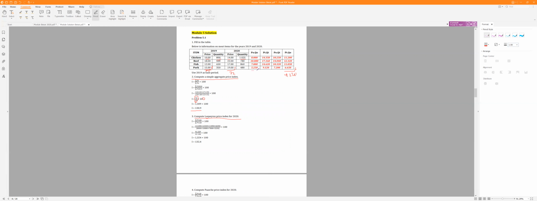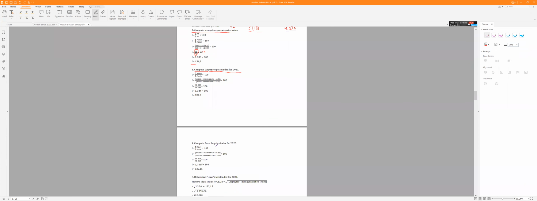And P0 times Q0, you add them all up. That's 31,130. And then you divide them all. You divide 41,220 by 31,130. You get 1.324 and then times them by 100 because you want to make it into a percentage. You get 132.4 for the index number.